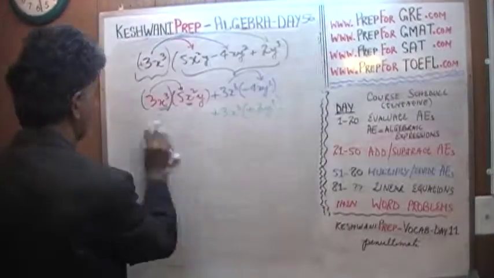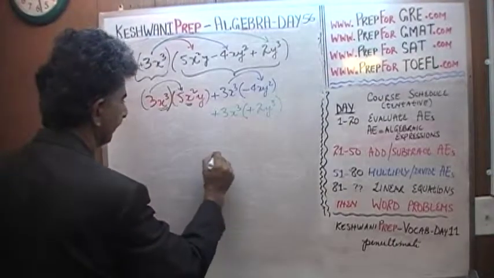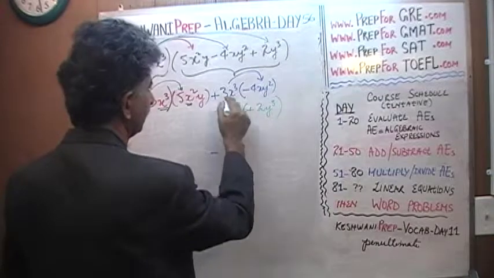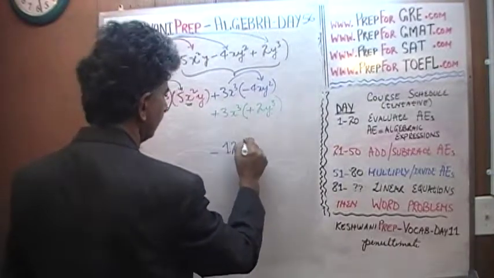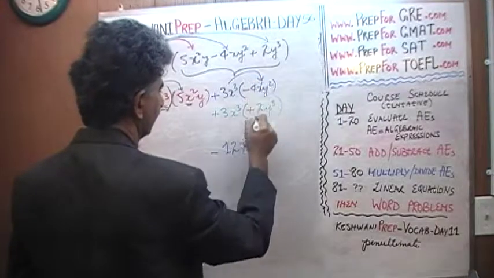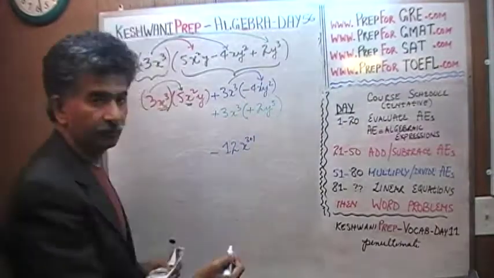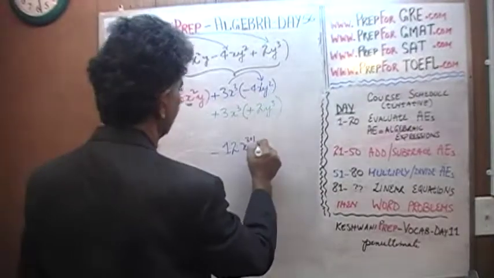I'm going to move this down a little bit. Positive times negative is negative. 3 times 4 is 12. X cubed times x to the first is x raised to 3 plus 1. And then finally we have y squared.